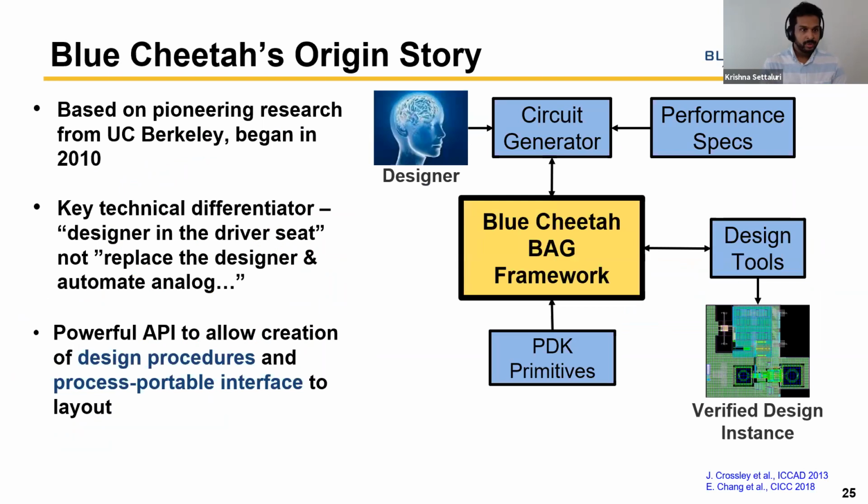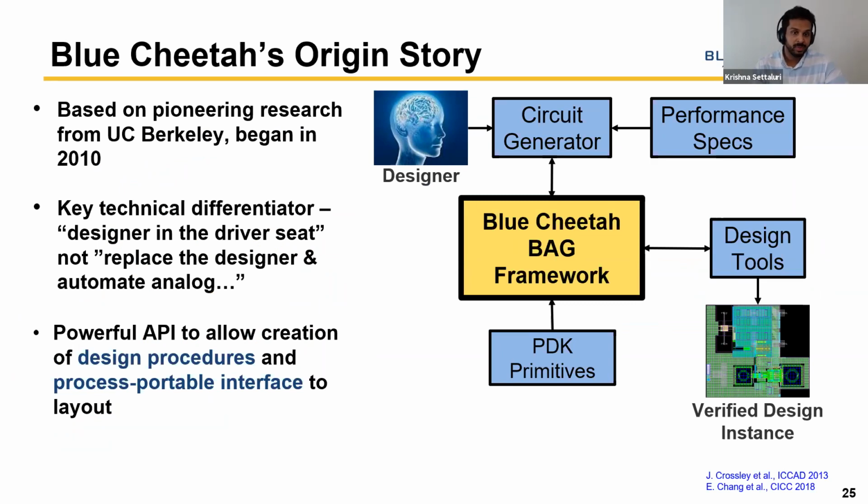Now, the core generator technology itself has been around for quite some time. Actually, we've been working on it for well over a decade now. The seedlings of the technology emerged from the founding team's work that we did at UC Berkeley. So it started back in 2010 with a tool called BAG, or Berkeley Analog Generator.